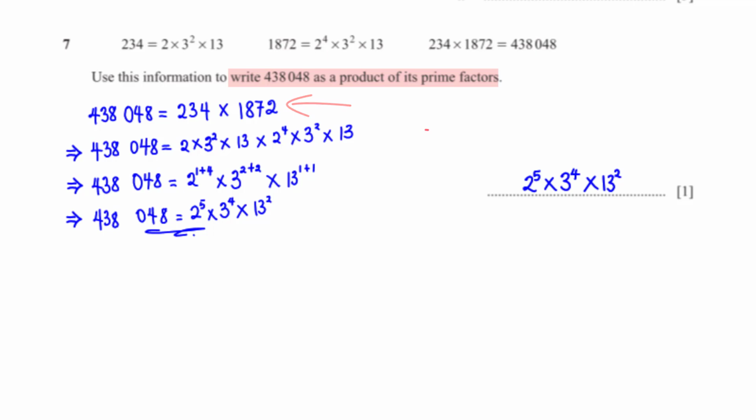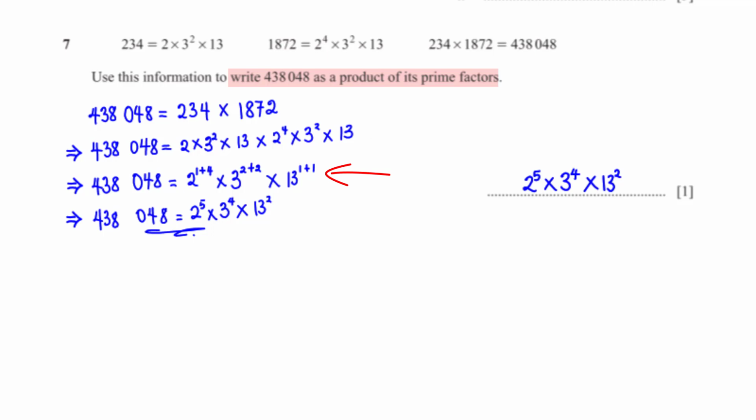So when we put in 234 as 2 times 3 squared times 13, and we also put in 1872 as 2 raised to the power 4 times 3 squared times 13, we are able to apply the laws of indices to simplify the expression. So in the next step, 2 times 2 raised to the power 4 gives us 2 raised to the power 1 plus 4.